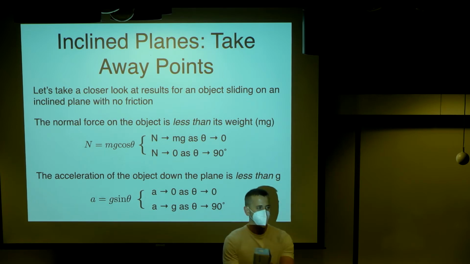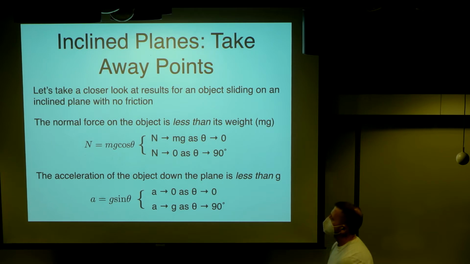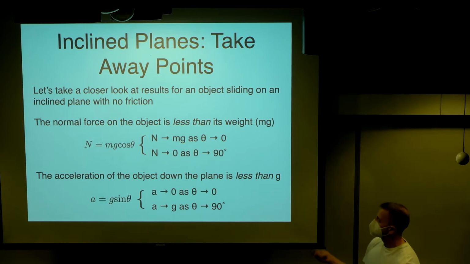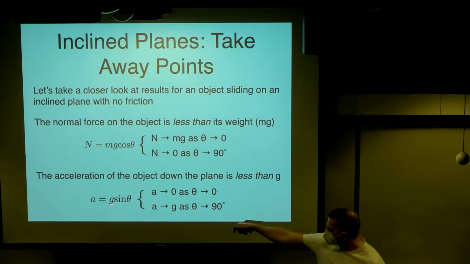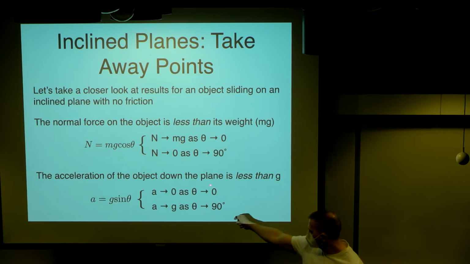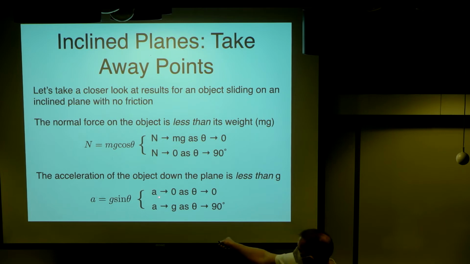And in that situation, you would just lose contact with the incline. So yeah, you'd have 0 normal force, right? That makes sense too. Let's take a look at the acceleration. And again, plug in 0, plug in 90 degrees, and see what comes out. So, all right, for the acceleration, we have g sine theta. If I plug in theta equals 0 degrees, what is the sine of 0 degrees? 0. That's just 0. So you get 0 acceleration.